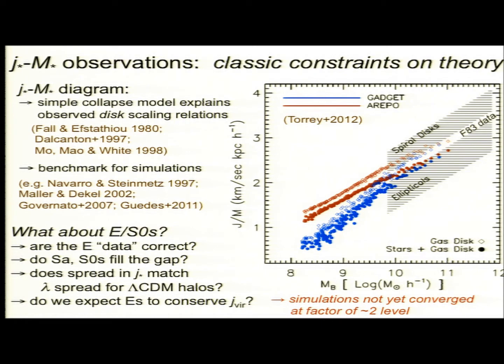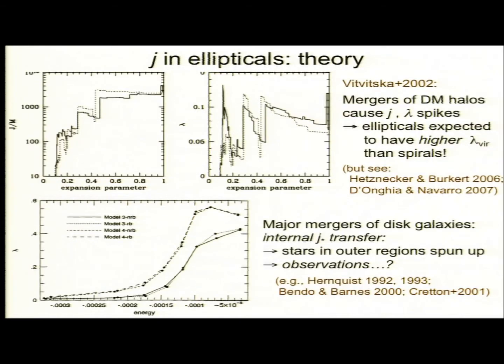And another question is, well, if ellipticals turn out to be low there, do we expect them to be low for some reason, to have lost more specific angular momentum? And there was some thinking about this over the years, that in fact we expect the specific angular momentum of ellipticals to be higher than spirals rather than lower. The idea being that if ellipticals are formed in major mergers, then the orbital angular momentum that comes in the merger causes the merger remnant to have a higher than average specific angular momentum. And you can see here some plots of specific angular momentum versus expansion parameter, and there are these jumps up every time there's a major merger.